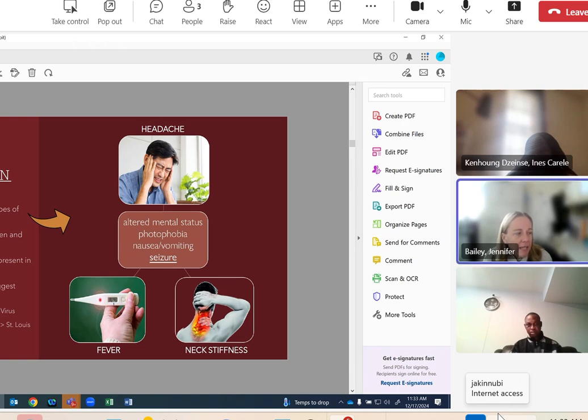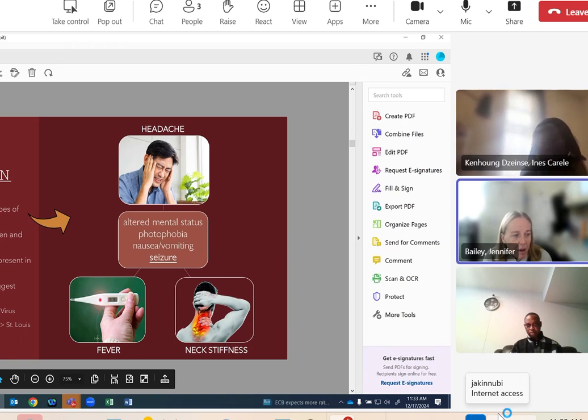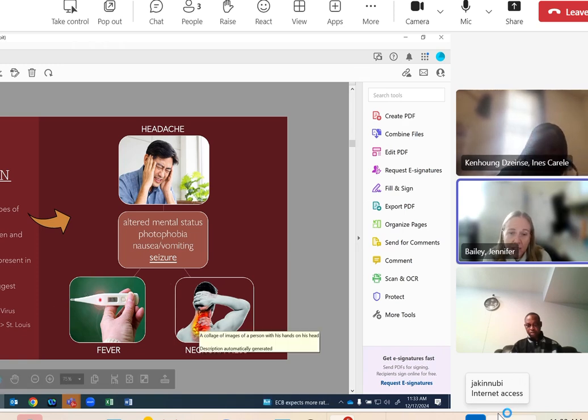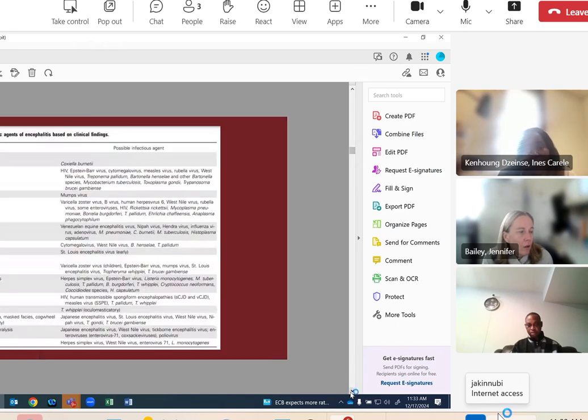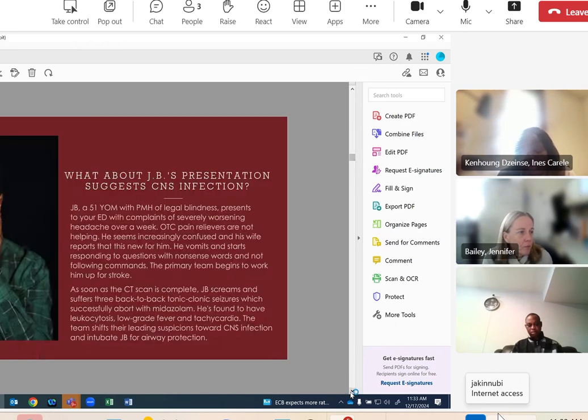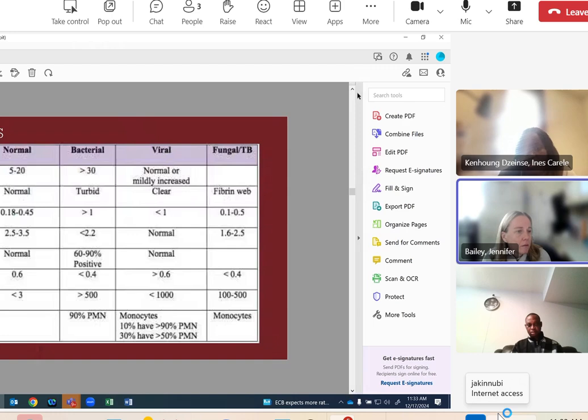There is something called the classic triad. This is especially for meningitis, but headache, fever, and neck stiffness, when all three of them are present together, it's very concerning for meningitis.